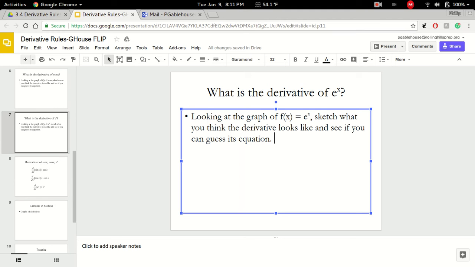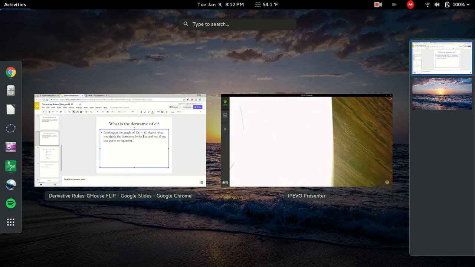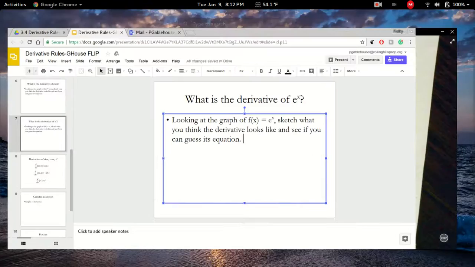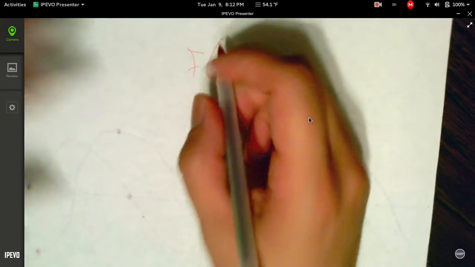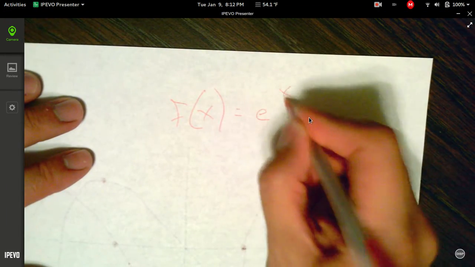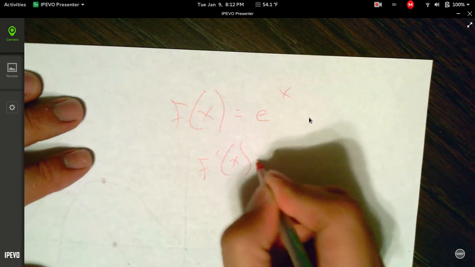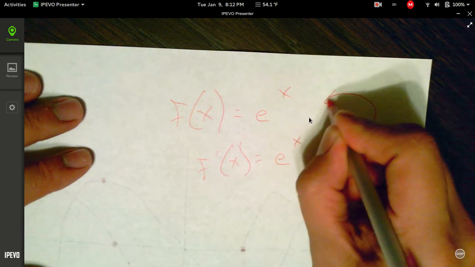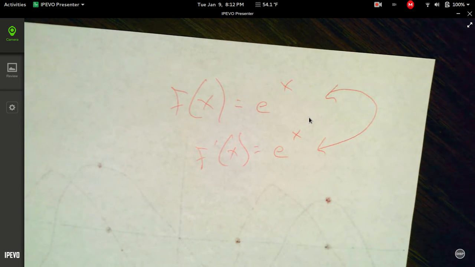The way that this was explained to me when I first learned it is that the natural function e to the x is a function whose derivative is equal to the original function. So if you have f of x, let me write this down for you guys so you can see this. Let me fix that. So if we have f of x is equal to e to the x, f prime of x is equal to e to the x. So this is a function such that its derivative is equal to the original function. Only function like this.